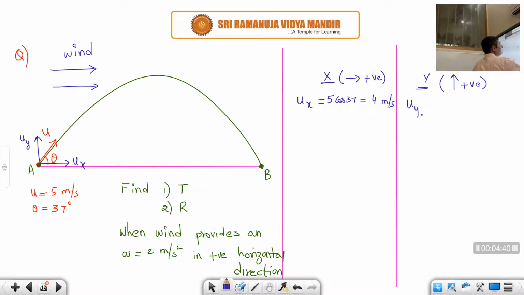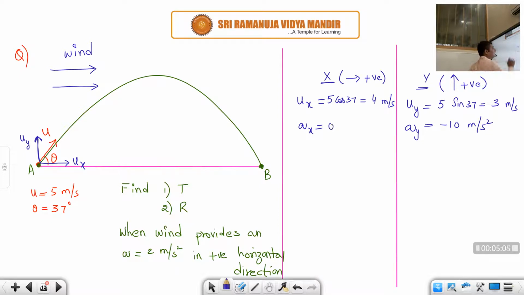What is uy? 5 sin 37. What is sin 37? 3 by 5. So therefore 3 meters per second. Since it is upward, we are taking positive. This is upward uy here. Now ay, first I'll come to ax. Ay we know already it is minus 10 meters per second square. It is always towards downwards.